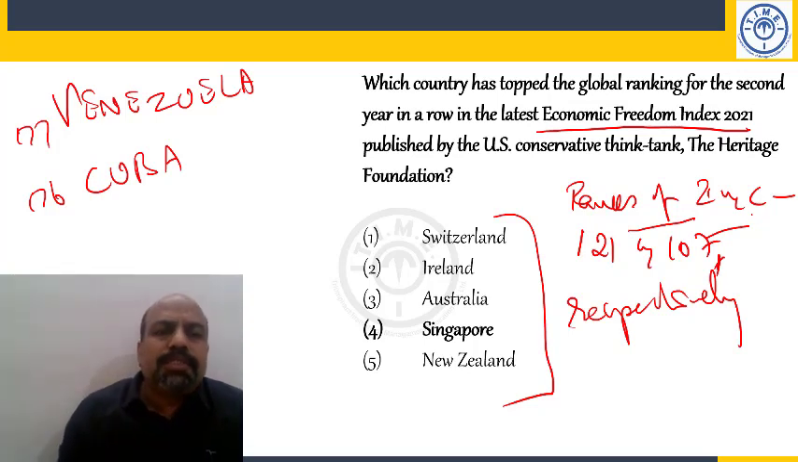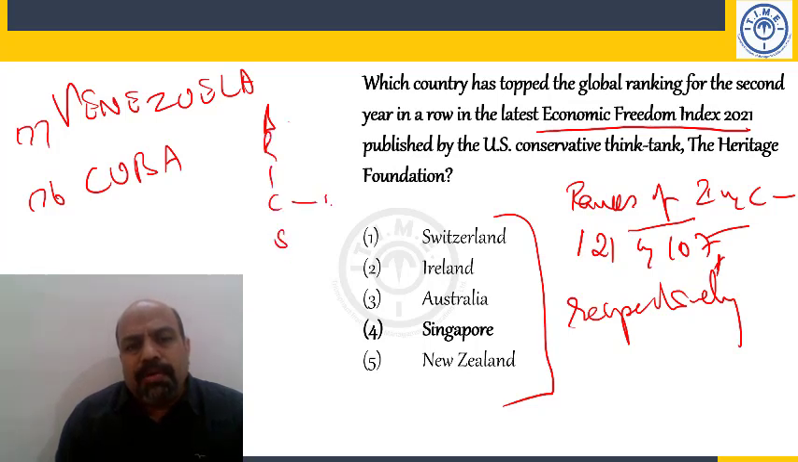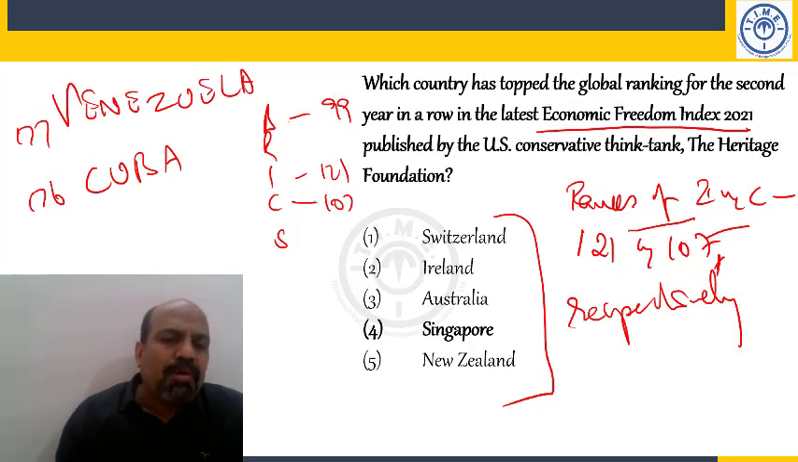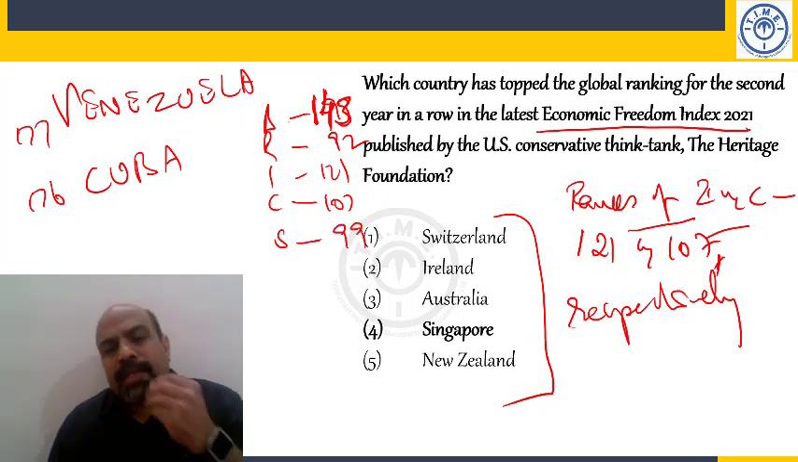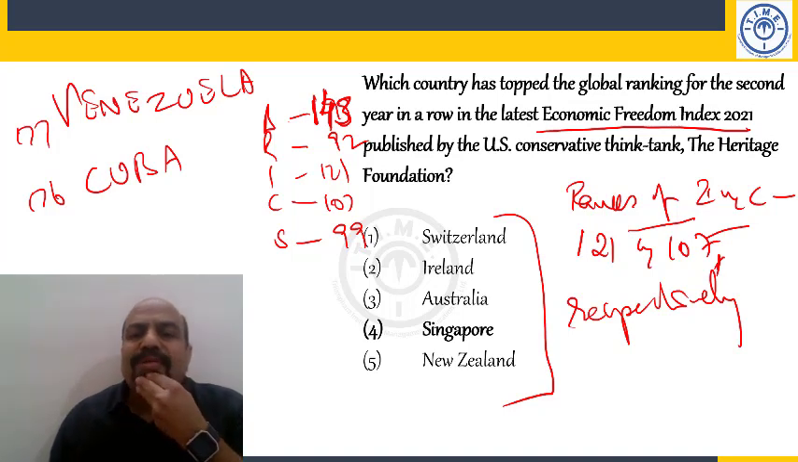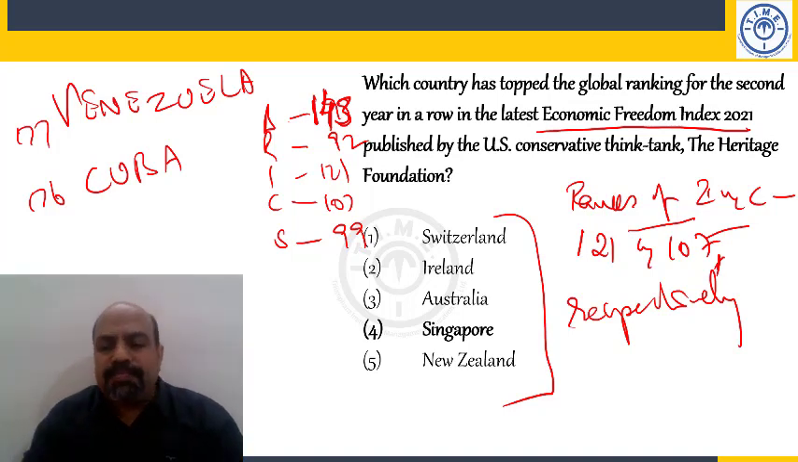If you want to know a couple more countries, BRICS rather. So in BRICS we have China 107, India 121. Brazil is not a country that is pro business. It's 143. Brazil is 143. Okay. Russia is 92. South Africa is 99. So BRICS rankings also have come.